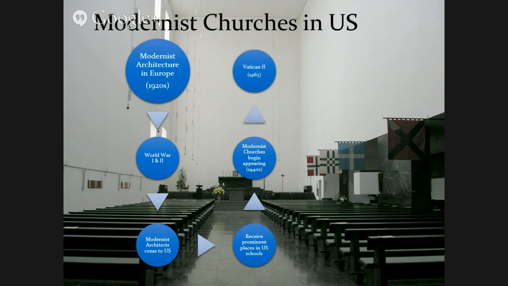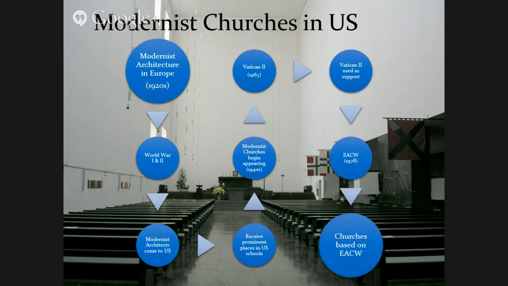But then Vatican II happens in '65. And those who are proponents of the modernist movement will pick principles from the Second Vatican Council to support their use of this modernist architecture, because they're already doing it. They've already been building modern-looking churches prior to the Second Vatican Council, but then they use the principles of the Council to basically say, see, this is why we have to build them this way. And then there was a little document called Environment and Art in Catholic Worship in 1978, which we'll talk about next. It's almost an encoding of modernist ideas into the way Catholics will build churches. And then you've got churches based on that document being built. So we should look at that document.